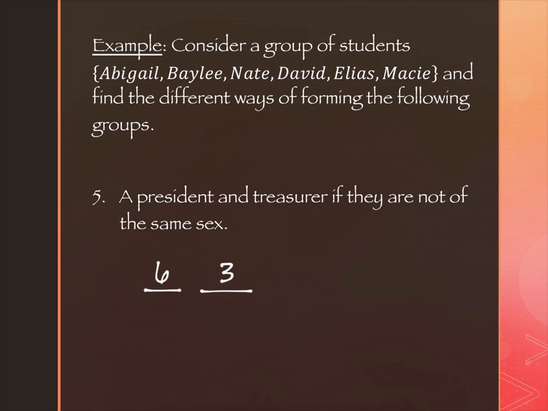Right. So once we pick the first person, let's say we picked that it was Abigail. That means that I can't use any of the girls for the treasurer position. I can only use the boys that remain, which is 3 boys, so I put the 3 next. What's 6 times 3? 18.